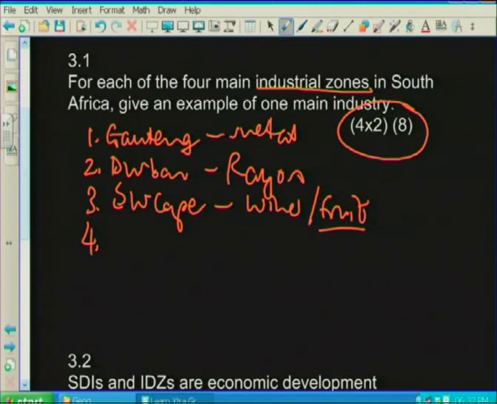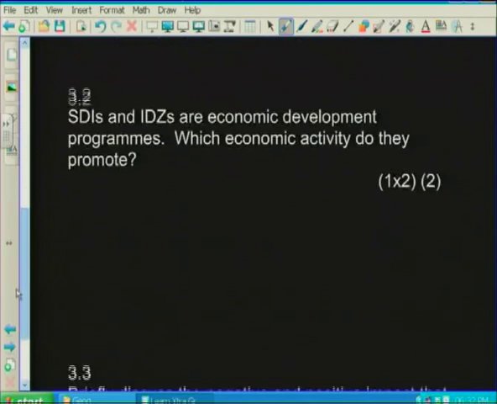The last one we talk about Port Elizabeth or Uitenhage. That economic hub or zone is famous for things like the motor vehicle industry. Remember, VW is down there, and also some other motor companies. They build cars, and we sort of export them from that point as well. Or you could have spoken about things like textile, wool, leather, fruit again, etc., etc.